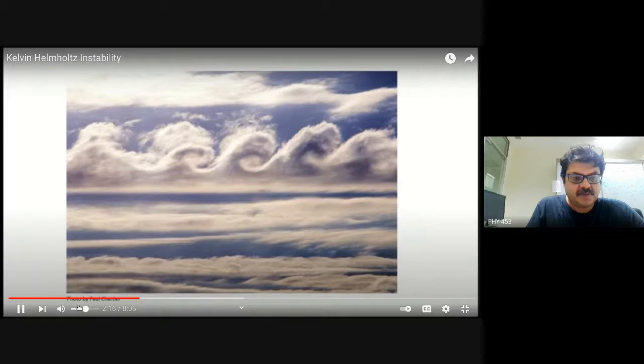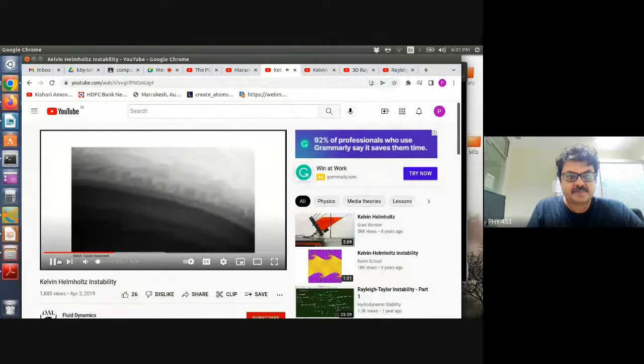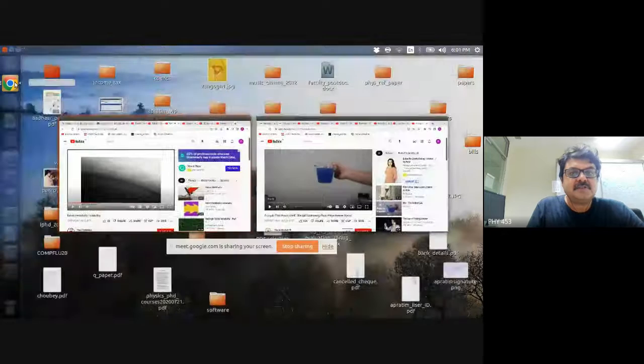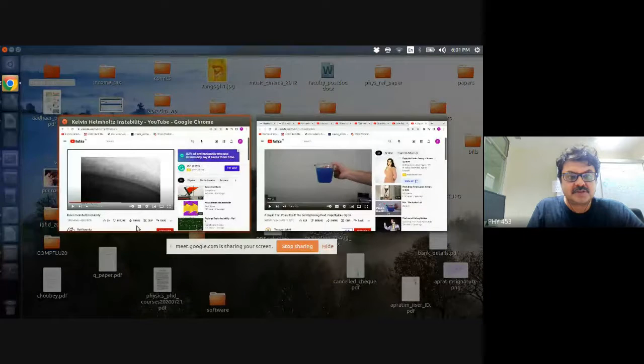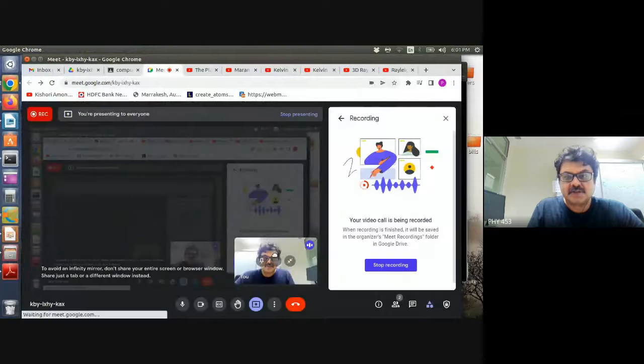There's a picture taken from, just one second. Some pictures from some spacecraft. But meanwhile, I have to ensure that my recording continues.